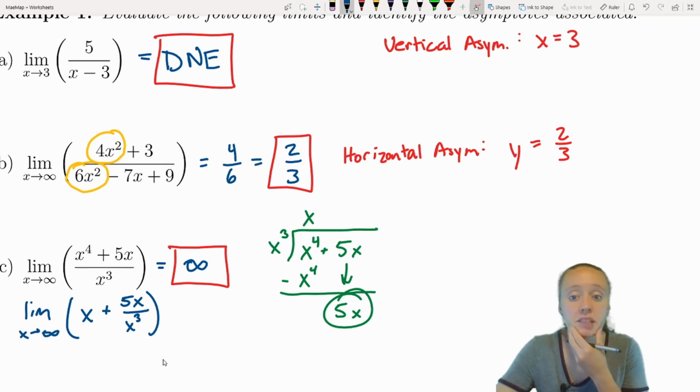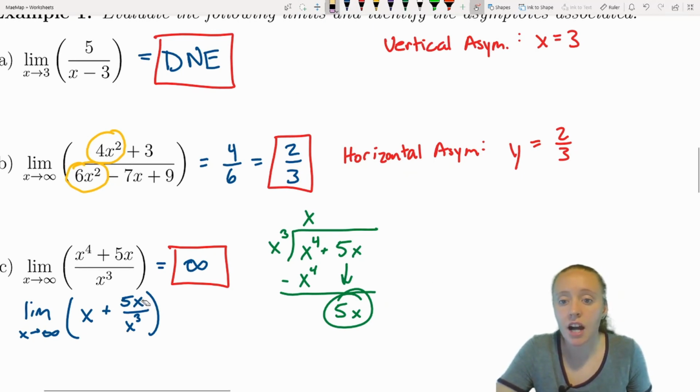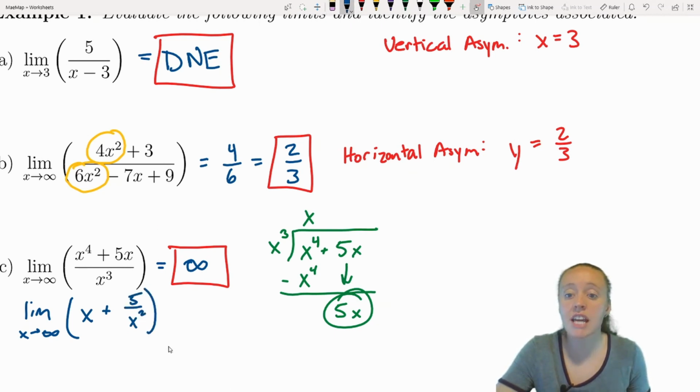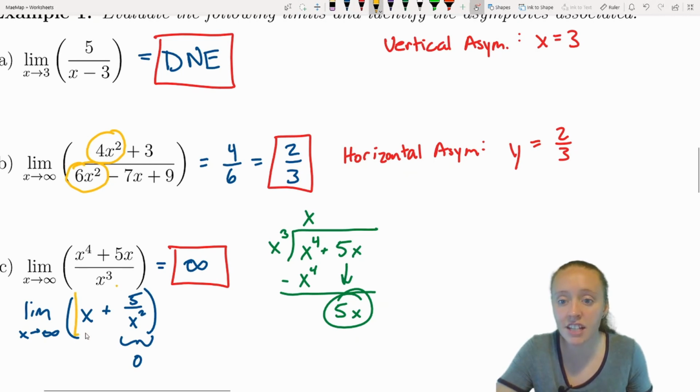But what exactly is my slant asymptote? It might be easier to see if I do a little bit of simplifying. If I take that 5x over x cubed and simplify it down, I'm going to have 5 over x squared. So if you can envision taking the limit of that, this is going to approach 0. So my slant asymptote in this case is just going to be y equals x.